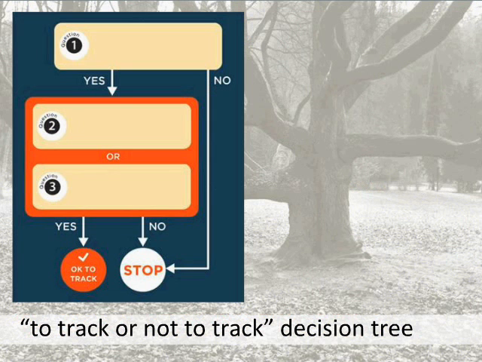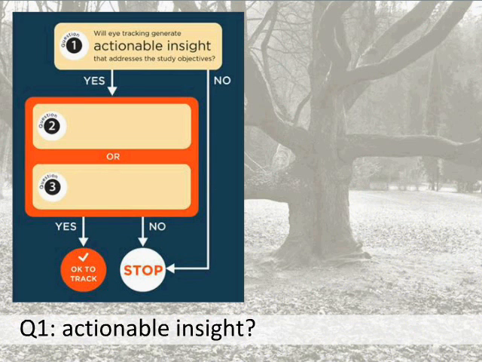To make that decision, I use something that I call the to track or not to track decision tree. And this tree has actually evolved over the years. It used to be a lot more complicated, but now it only consists of 3 questions. And these are yes or no questions. Based on your answers to these questions, you get to one of the 2 outcomes. One is okay to track, and the other one is stop, no need for eye tracking.